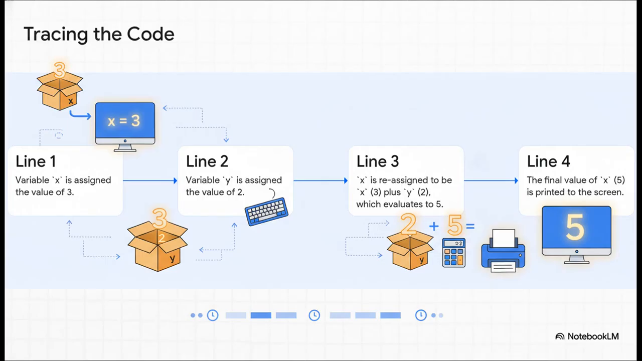Let's trace it, just like a computer would. On line 1, it creates a little box in its memory called x and puts the number 3 inside it. Done. Next, line 2. It creates another box called y and puts a 2 in there. Okay, now for line 3. The computer looks at the right side first. It says, okay, what's in x right now? It's a 3. What's in y? A 2. It adds them together to get 5, and then it updates the x box with that new value, 5. Finally, on line 4, it just prints whatever is in the x box, and it's 5.